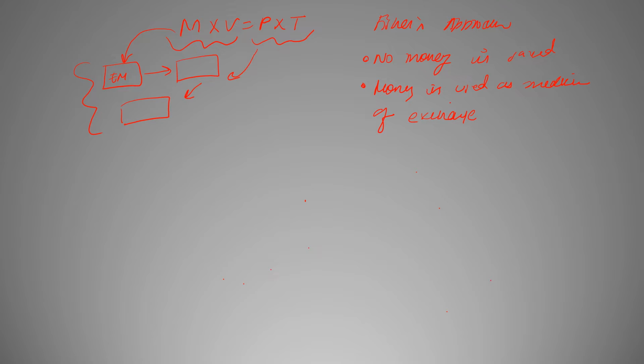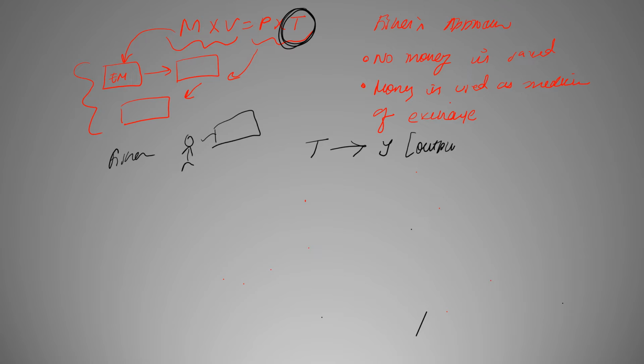Now after some time, what Fisher realized was that recording the number of transactions is kind of difficult because you cannot go to every person and ask him how much money did you pay to that guy, or how many times did you actually pay someone in order to get a thing. It's kind of difficult to calculate or to measure, right? So what we did is we replaced transactions with Y. Now what is Y? Y is basically output.